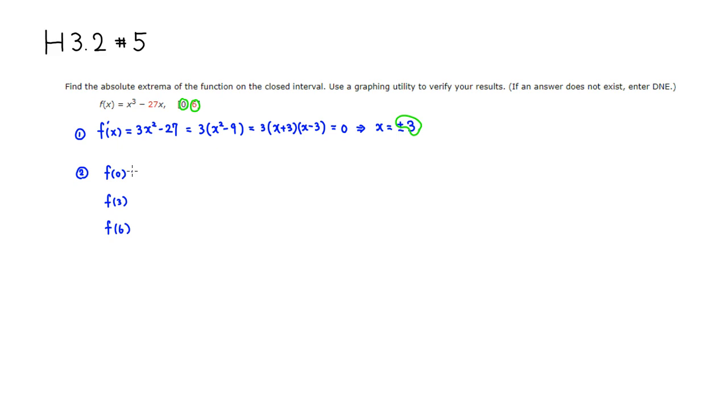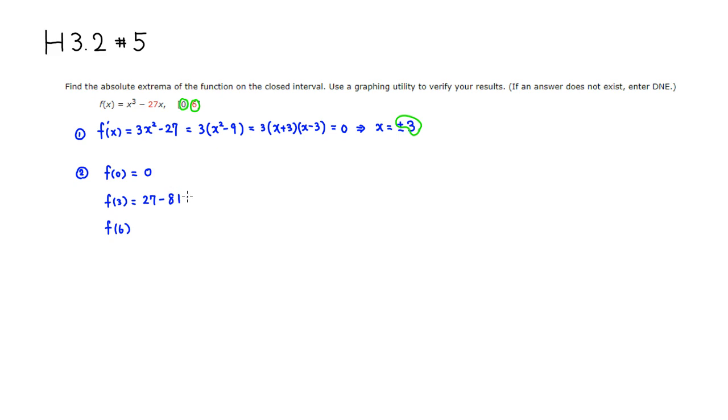Now evaluate. The first one is easy. If you plug in 0 for x, you get 0. If you plug in x equals 3, using the original function, 3 cubed is 27, minus 27 times 3. What's 27 times 3? 3 times 7 is 21, and 3 times 2 is 6, so it's going to be 81.